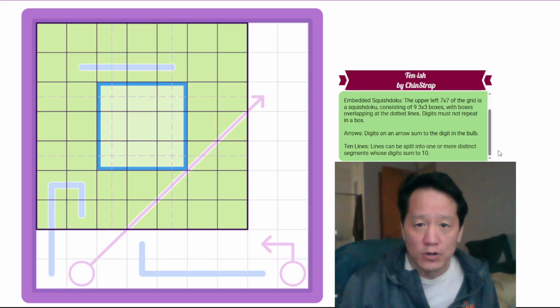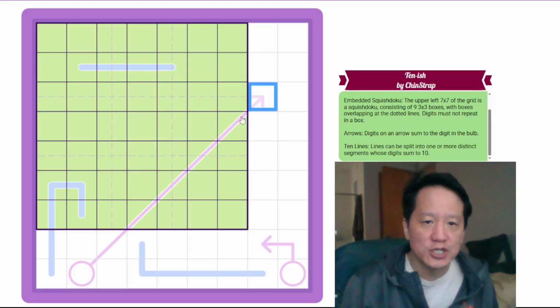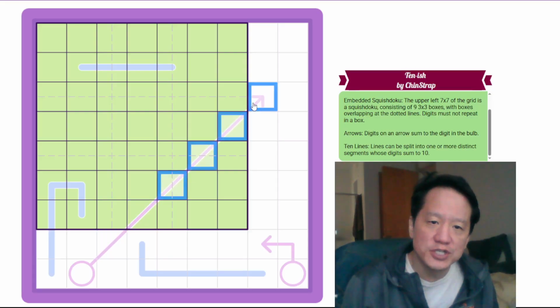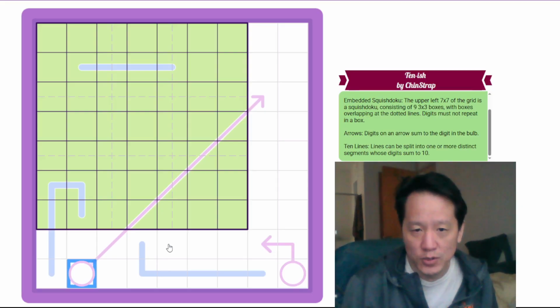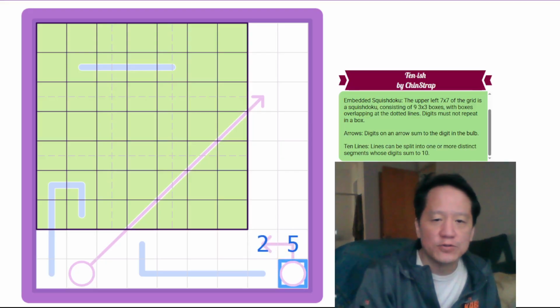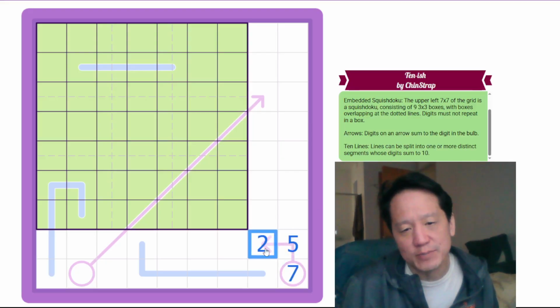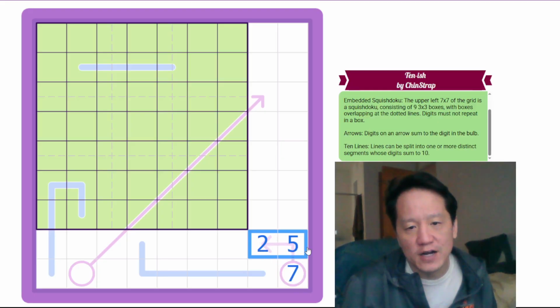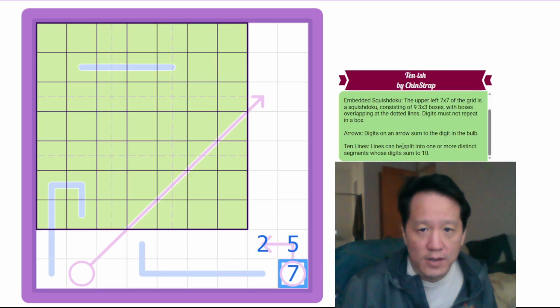We have arrows, where digits on an arrow sum to the digit in the bulb. So for example, all 6 of these cells must add up to the digit that's in the bulb. Say we had a 2 and a 5 here, then this would have to be 7, because 2 and 5 add up to 7. And so the digits on the arrow sum up to the digit in the bulb. Those are examples of how arrows work.